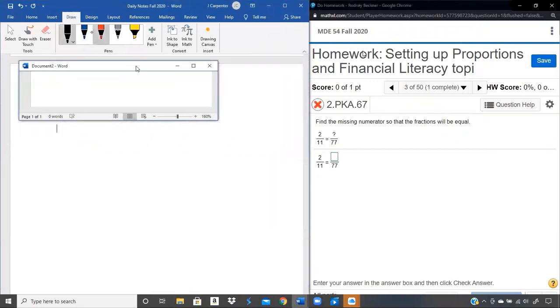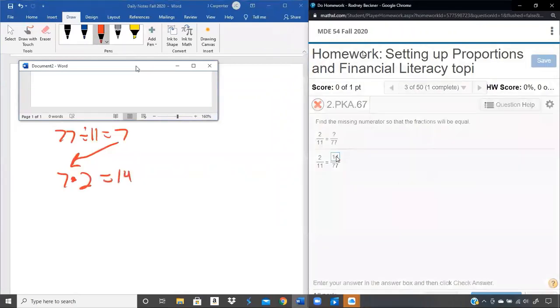So the idea I said last time was you take the denominators and you divide them. 77 divided by 11 would be 7. And then you take that result, that's 7, and you multiply it by the top number, the 2. 7 times 2 is 14, so 14 should be our answer. And that's it. So what we said is 2/11ths is the same as 14 over 77.